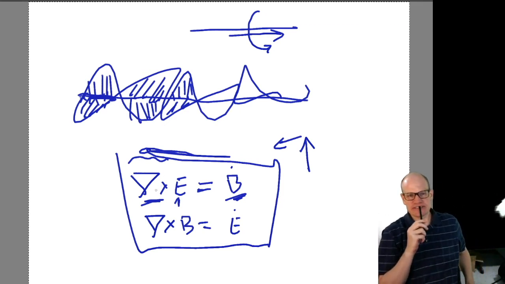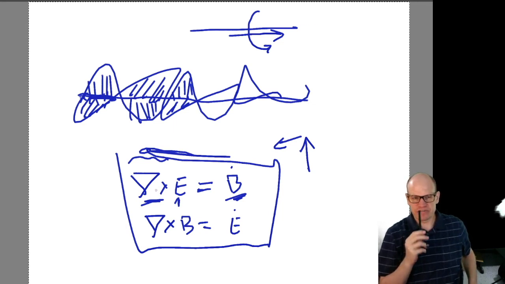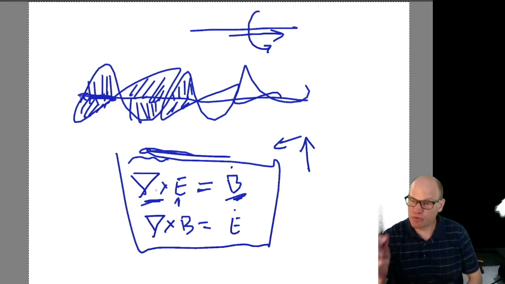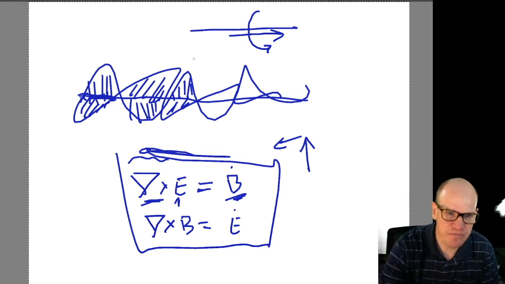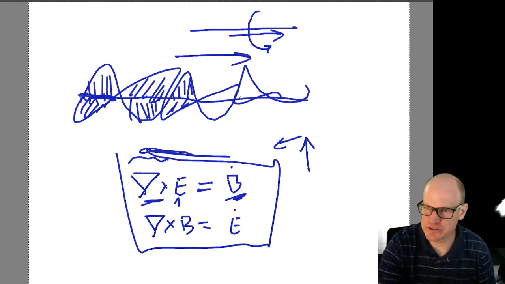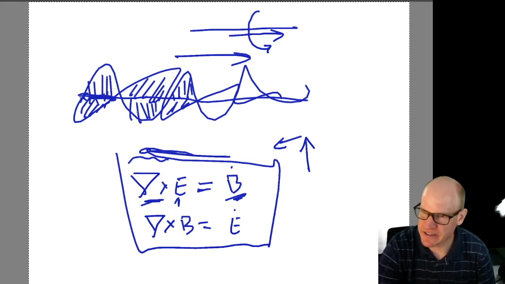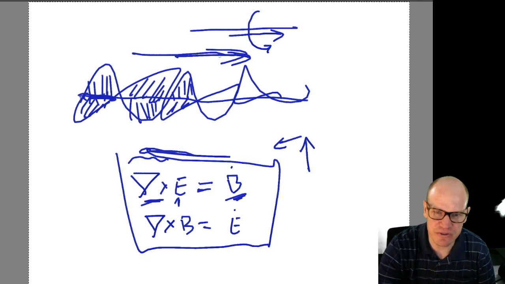Let's see. This is something useful to point out. The direction that this electromagnetic wave is moving is perpendicular to both the electric field and the magnetic field. And it carries energy with it. Waves can carry energy.